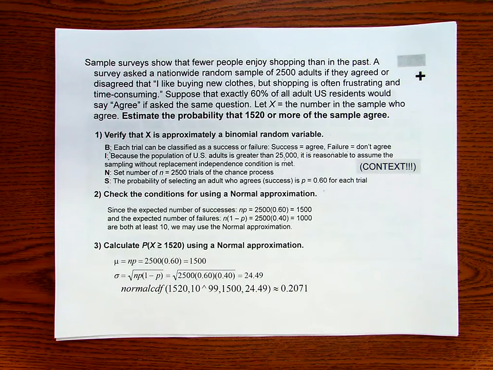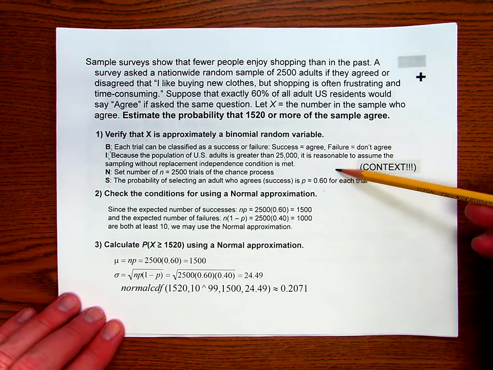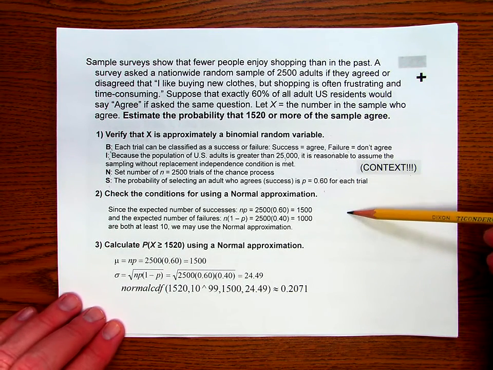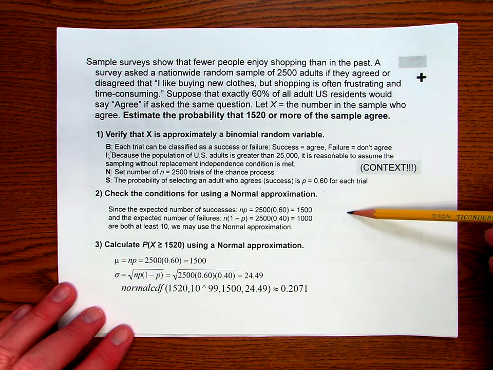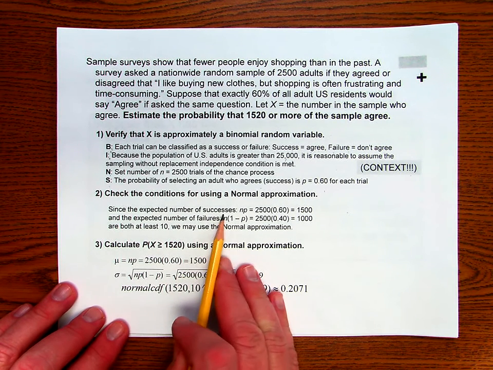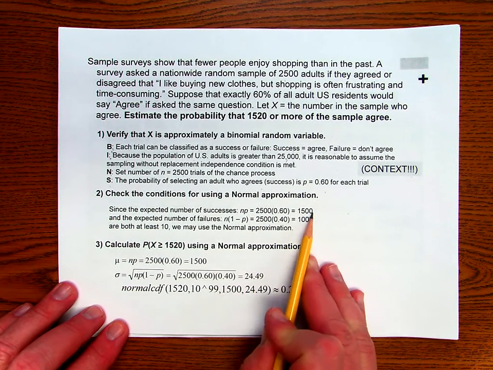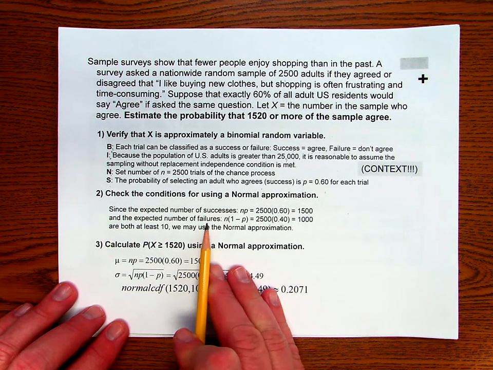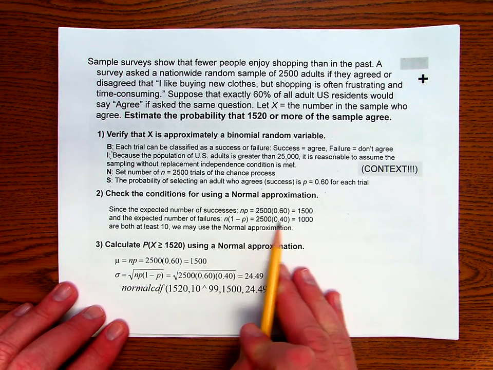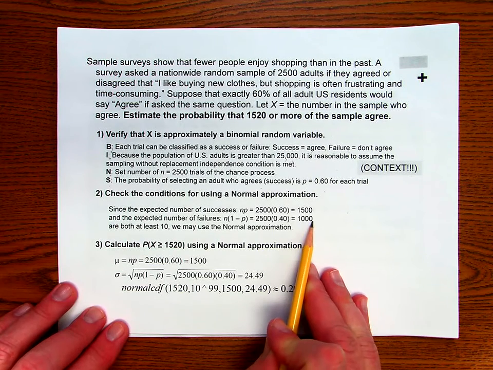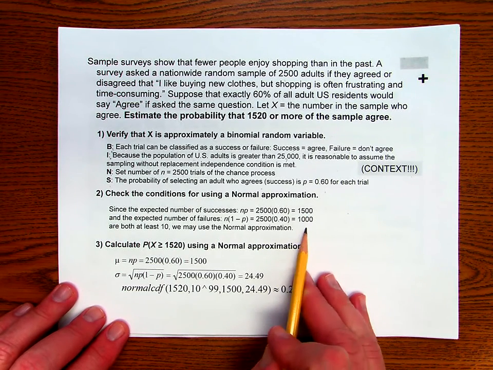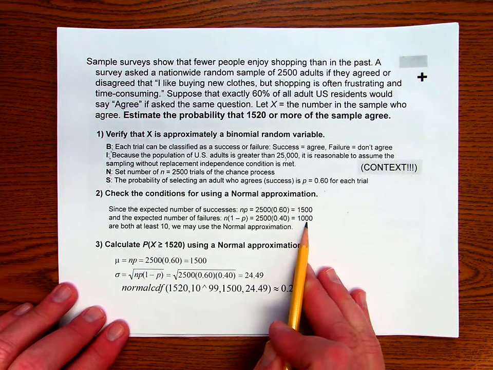All right, so we know it's binomial. Those conditions have been met. Next thing we're going to check: can we approximate this binomial with a normal? So what we have to look for here is the expected number of successes, np. Put in the numbers, what's the number? The expected number of failures, n(1 minus p). Put in the numbers, what's the answer to that? We have to specifically state that those are both at least 10.